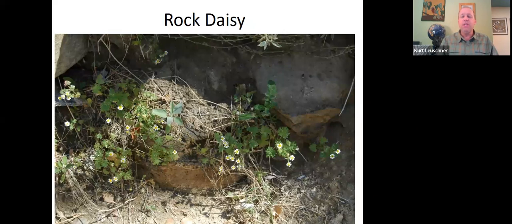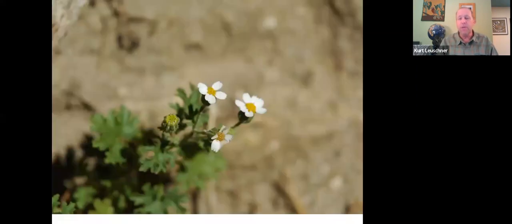The rock daisy, true to its name, does like to grow in and amongst rocks. So it's pretty low growing. It kind of sprawls in semi-shady areas where there's rocks mixed in. So it's a well-named wildflower, the rock daisy. Here's a closer look at it. I saw some this weekend, so it's starting to bloom.